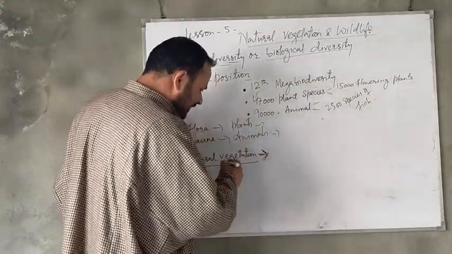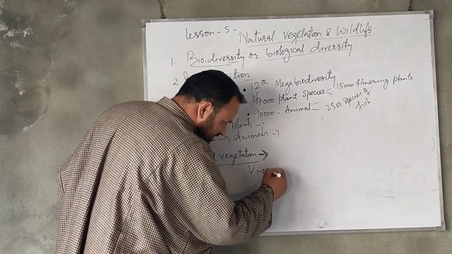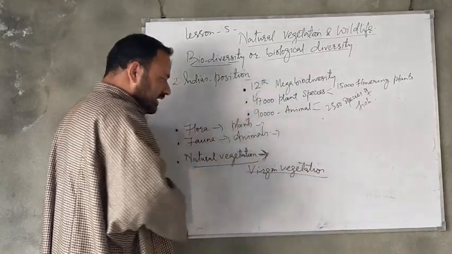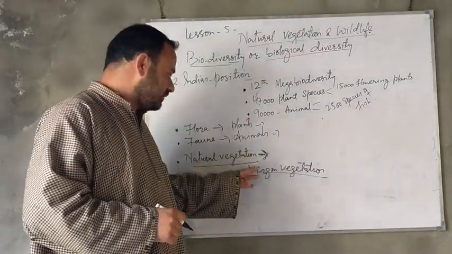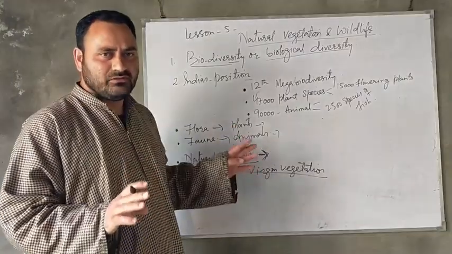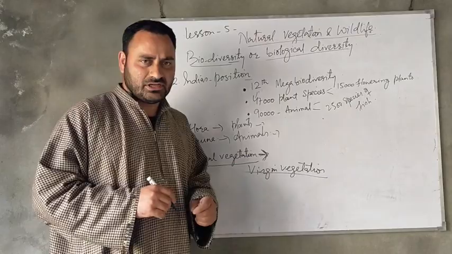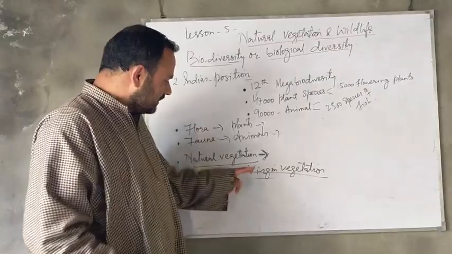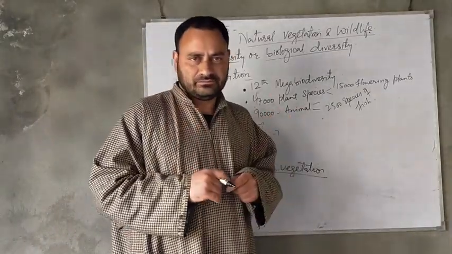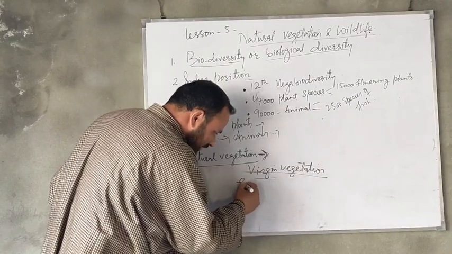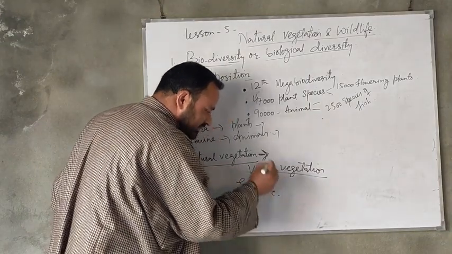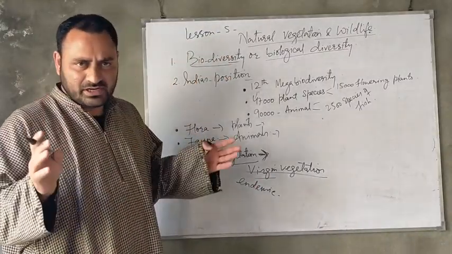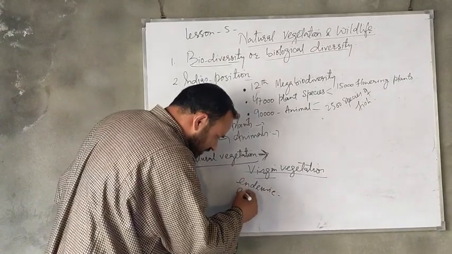And in this natural vegetation, there is a term, virgin vegetation. This refers to that plant cover, that plant community that has grown on its own without the aid or without the disturbance of human beings. And from this virgin vegetation, that vegetation which is truly Indian is called endemic vegetation. And that vegetation that has been brought from foreign countries is called exotic vegetation.